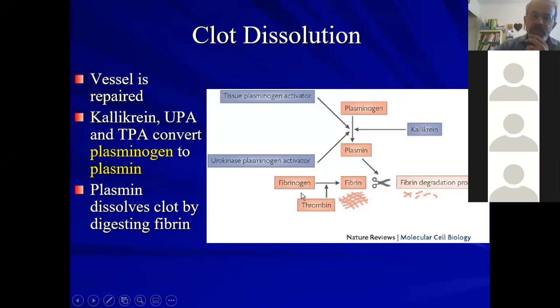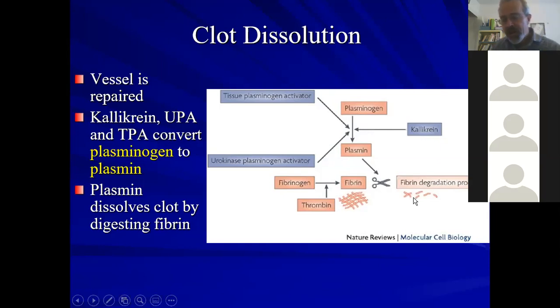Once a blood vessel is repaired, a couple of different substances, I wish there was just one, but unfortunately there are several, kallikrein, uPA, and tPA, all lead to the conversion of a soluble protein called plasminogen into plasmin. And plasmin is an enzyme that cuts fibrin, that basically degrades it.